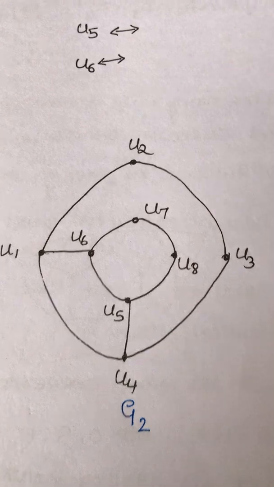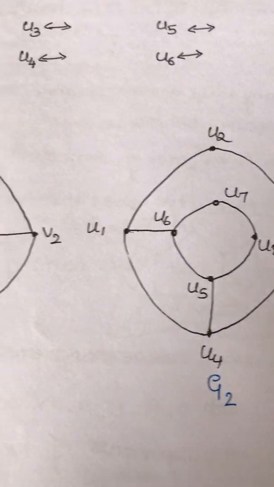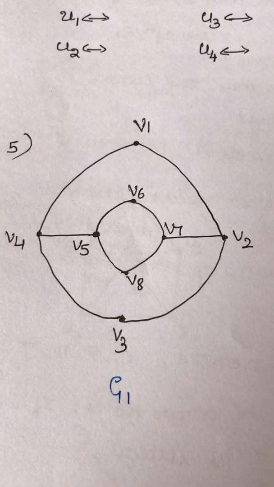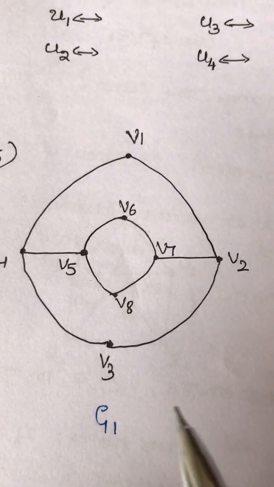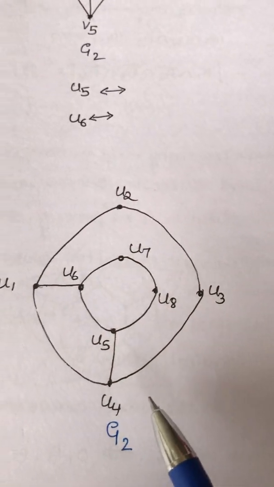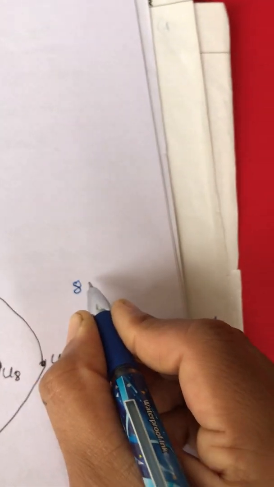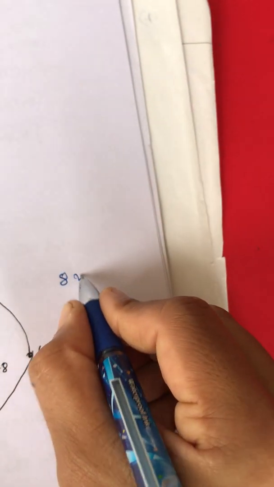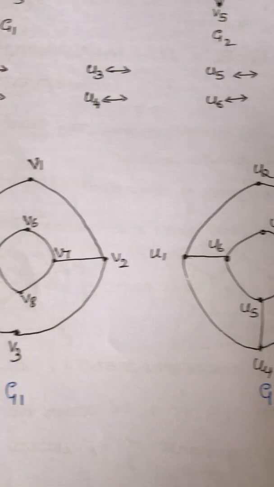Last class I told you that we have 5 points. The first point is the number of vertices in both the graphs. We can see here that both the graphs have V1 to V8 and here U1 to U8. So both the graphs have 8 vertices, so this first point is satisfied.